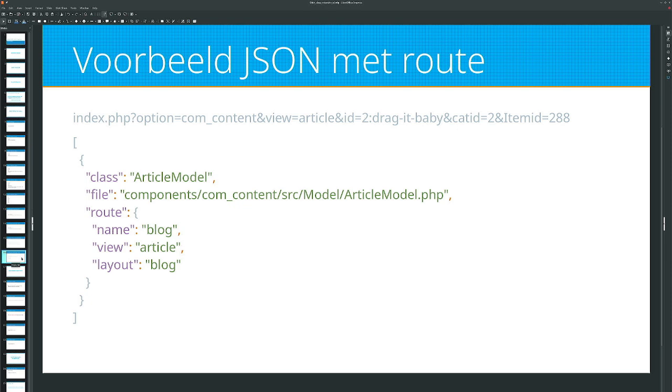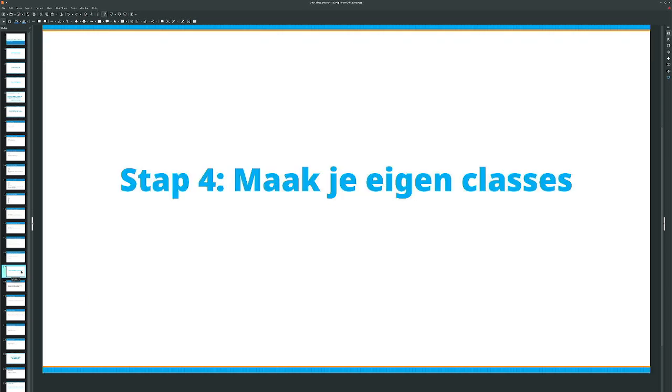And here's an example of a JSON with a route where the article model override is only applied when I'm in the article view, which has a block layout. So if you have another type of layout, then this override is not applied. The name is used by the class extender itself because it becomes a subfolder wherein you have your specific overrides. And so we can start making our own classes now that we know how to build the JSON file.